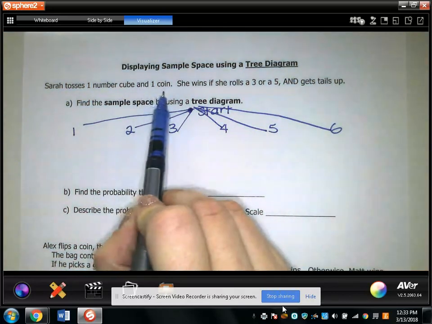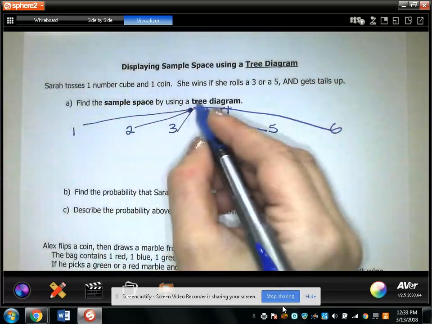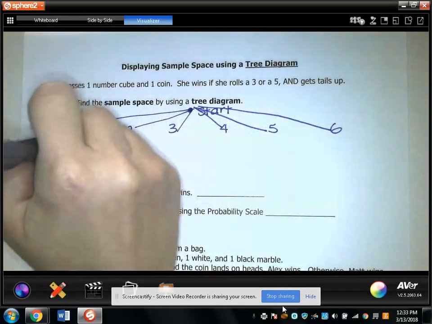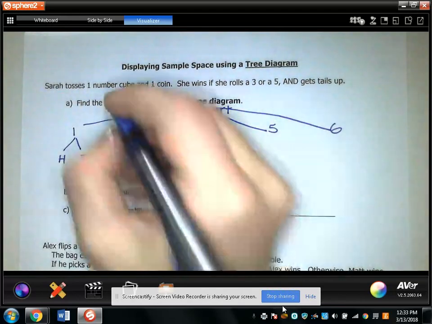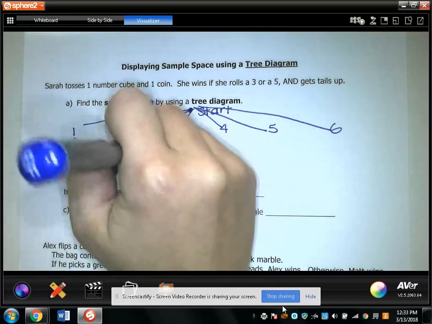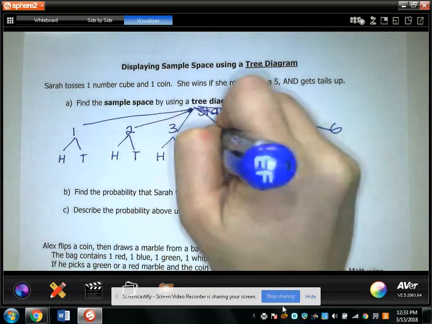And then she tosses a coin. And when you toss a coin, you can get heads or tails. So I'm going to start with, what if she rolls a 1? She could then get heads or tails. What if she rolls a 2? She could then get heads or tails. What if she rolls a 3? She could then get heads or tails, and so on.